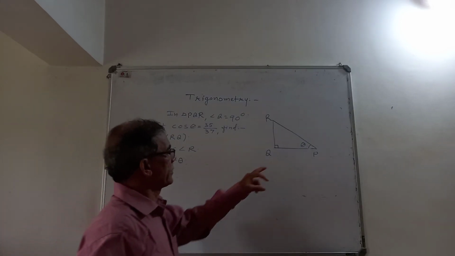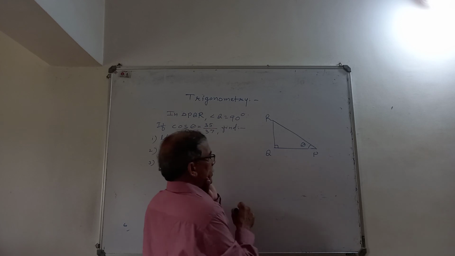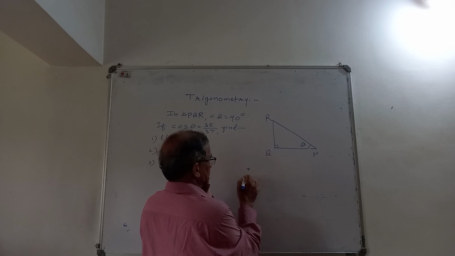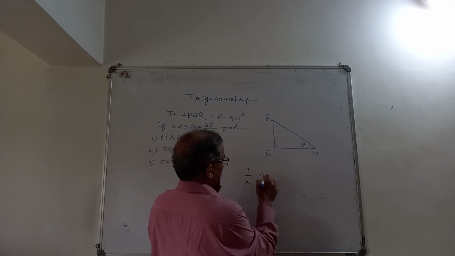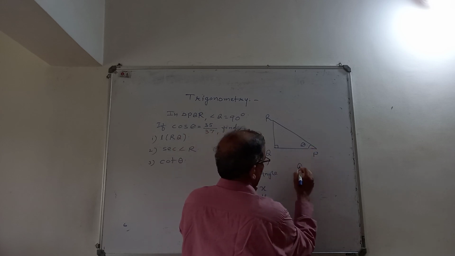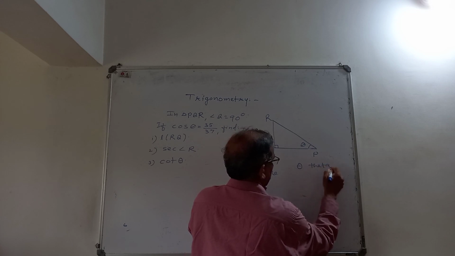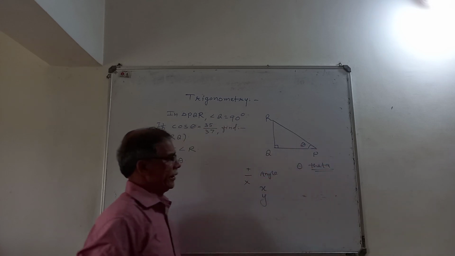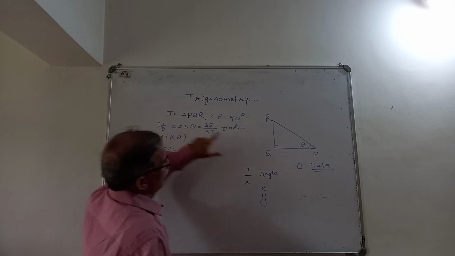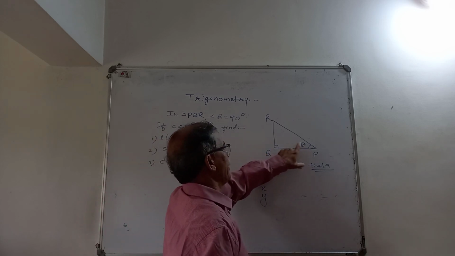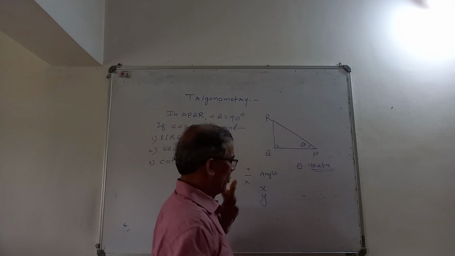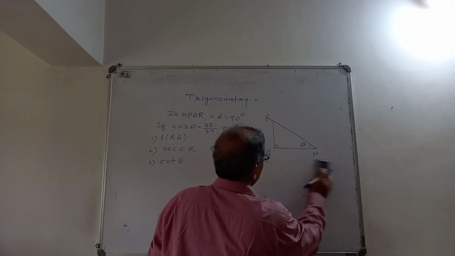Now see this symbol. Just as for addition you write plus, for subtraction minus, and for an angle any variable like x or y, for this angle the symbol is theta, T-H-E-T-A. It is a Greek letter. In place of angle P, they have marked it as theta, meaning any degree. It may be 10 degrees, 20 degrees, 30 degrees. It is an acute angle, represented by theta.